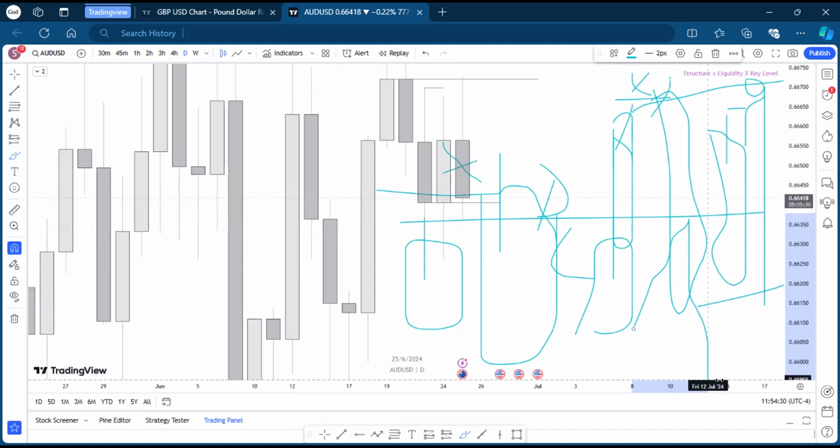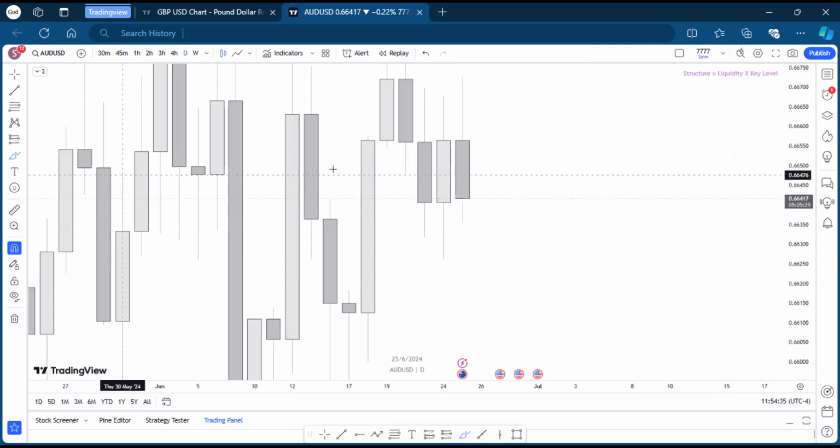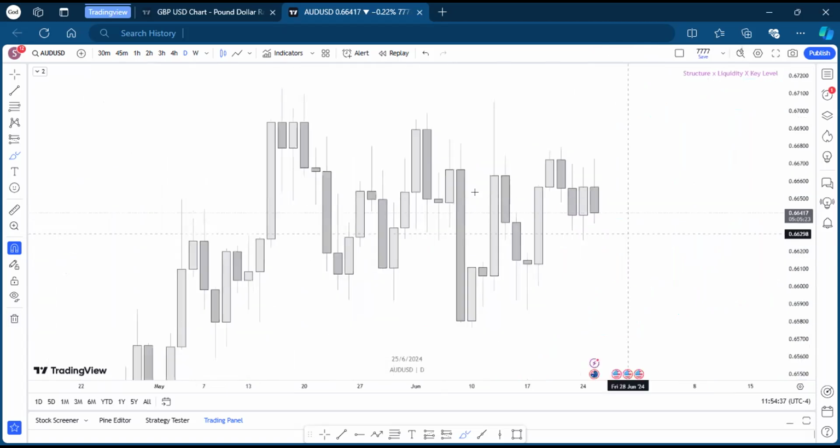Right? So those are the key levels that we want to expose each and every one of us to.